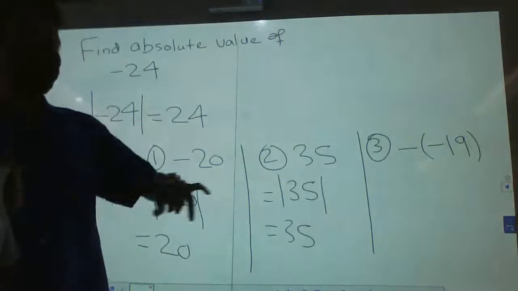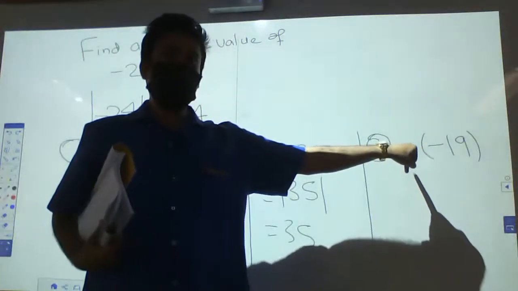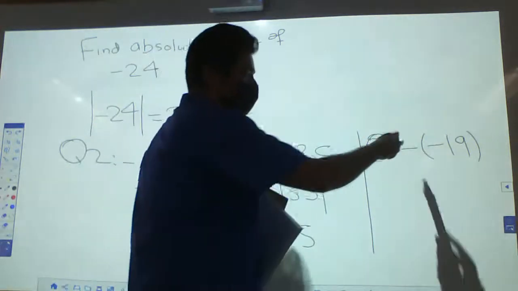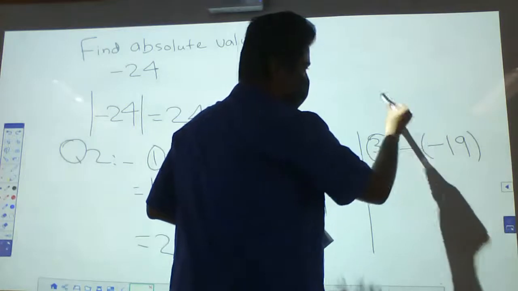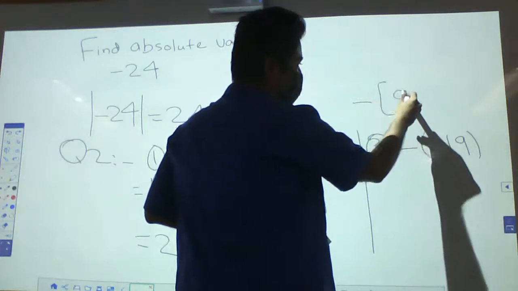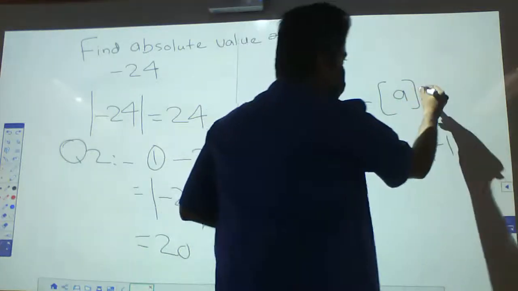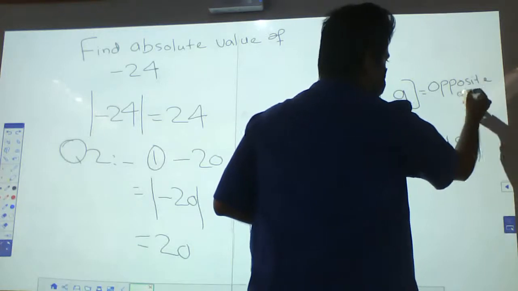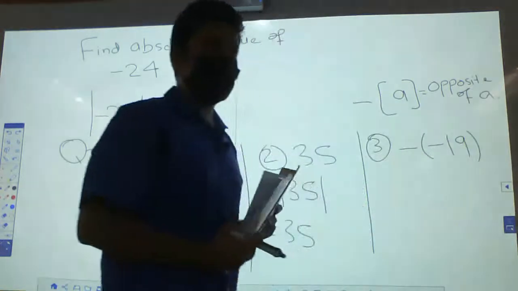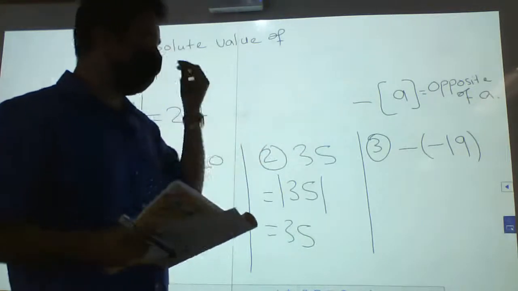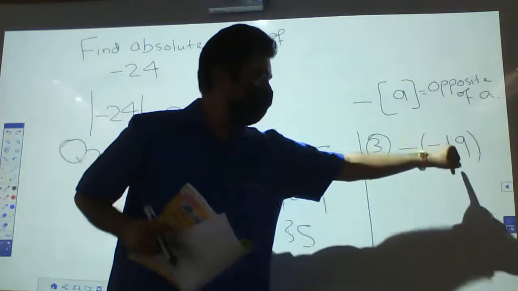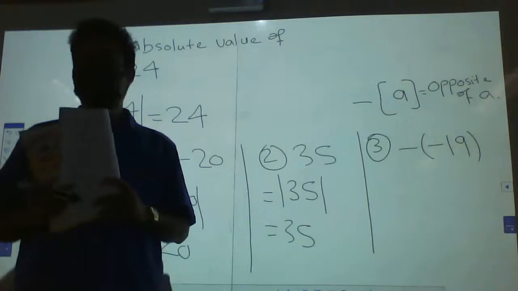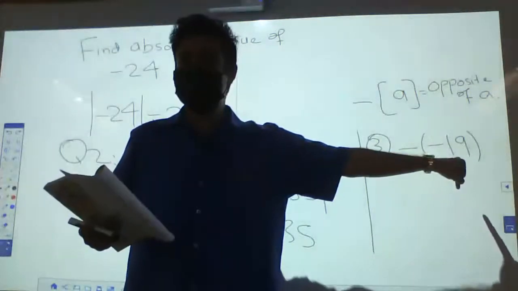Now, we have done this before. If you see the minus, it means opposite of this number, right? If we see this minus and let's say A, it means opposite of A, right? If you see the minus, it means opposite of A. Now here, minus and minus 19. What is the opposite of minus 19? The opposite of minus 19 is 19 only.